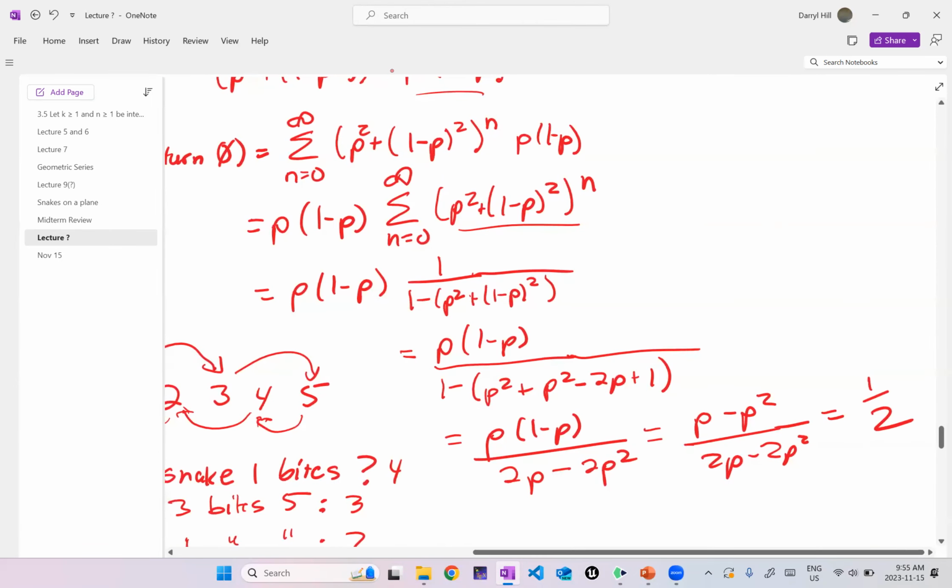Even though this looks kind of ugly compared to what we've looked at before, the process is still really simple, right? I'm going to do the 1 over 1 minus x closed form where x is equal to this. And then after that, it's all just algebra.